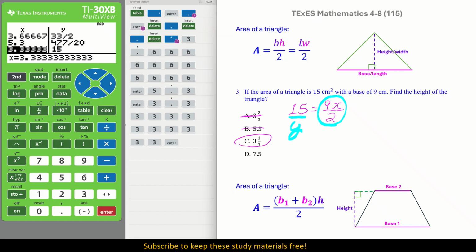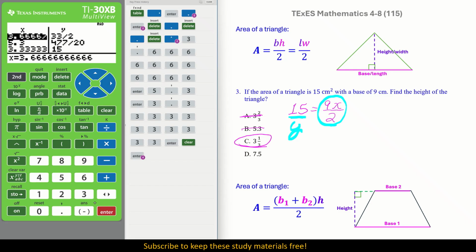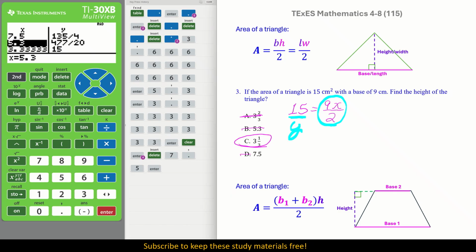That equals 15. Now we can say clear. Uh-oh. Let me go back. It's not clear. Lesson learned. It's delete. Okay, I'll just delete the first one. Okay. Now that is 7.5. Push enter. And we have verified that C is the correct answer. All right, let's go to the next one.